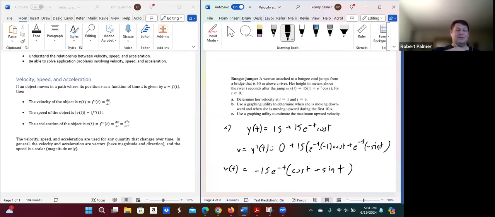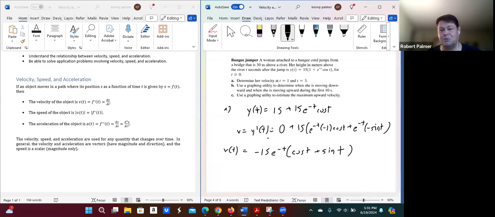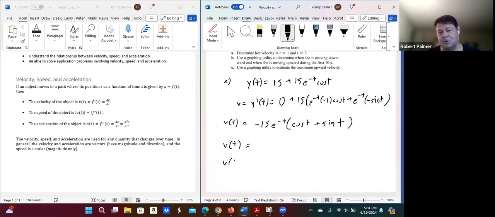Okay, that's my velocity. Now I want to find the velocity at t equals 1 and t equals 3, so v of 1 and then v of 3. Of course, you can do this on your calculator, but I think it's going to be a little easier to graph it. Actually, it should be 1 and 3, so the velocity at 1 second and the velocity at 3 seconds. Let's go back to Desmos and see what we get.